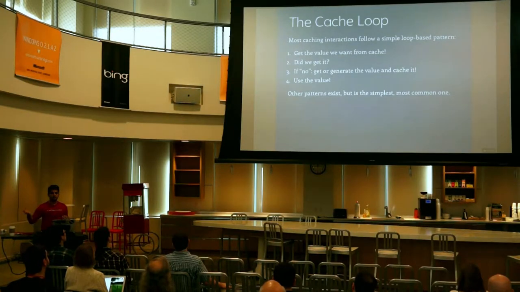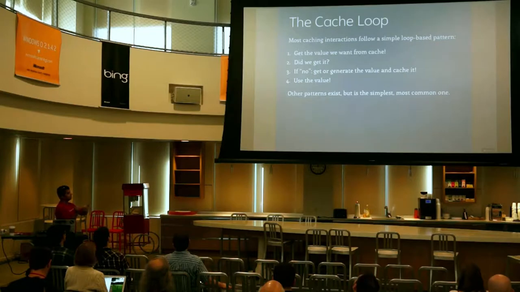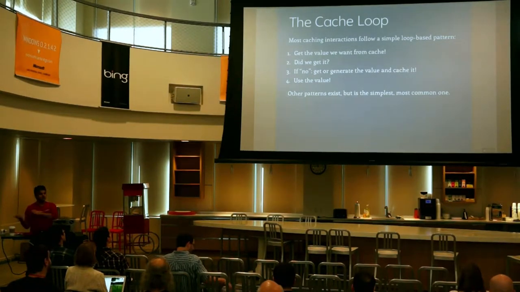In our wood and fireplace analogy, it would be us going to the wood pile and checking to see, is there any wood in the wood pile? Step two, was there any wood in the wood pile? If not, that's when we get to step three. At that point, we go to the forest and chop down some wood. We bring it back, put it in the wood pile, and take some that we need for the fireplace. Step four, we actually use the value.